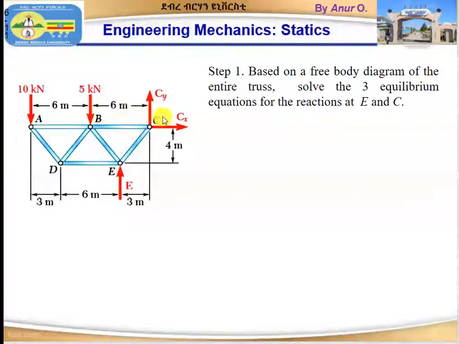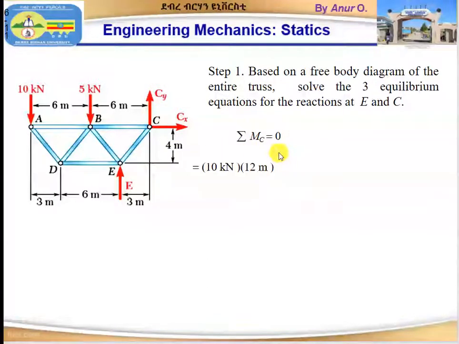In this support reaction, the unknowns are Cy, Cx, and Ey. Well, let us take moment about point C. Why? Because if I take moment at point C, I can eliminate two unknowns at the same time, Cx and Cy. So only one unknown force remains. Therefore, summation of moment at point C is equal to 0. The line of action of Cy and Cx passes through point C, so there will be no moment done by the two reactions.